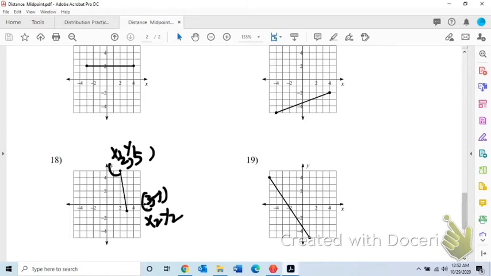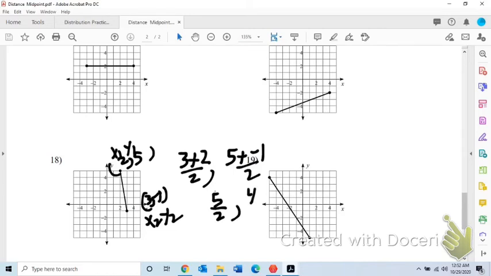So number 18, identify your points, 2, 5, 3, negative 1, x1, y1, x2, y2. Plug it into the formula. So that would be 3 plus 2 divided by 2, and 5 plus negative 1 divided by 2. So we have 5 over 2 and 4 over 2. So our answer would be 2.5, 2. And again, when we look at the graph, that makes sense, that is our midpoint.